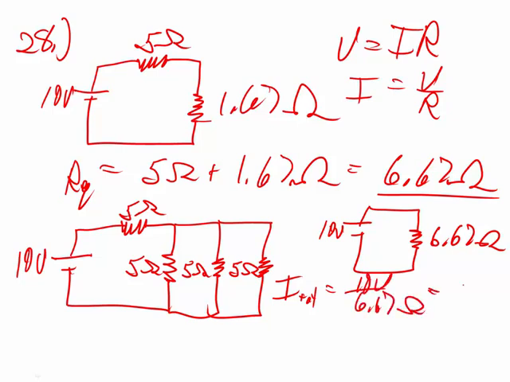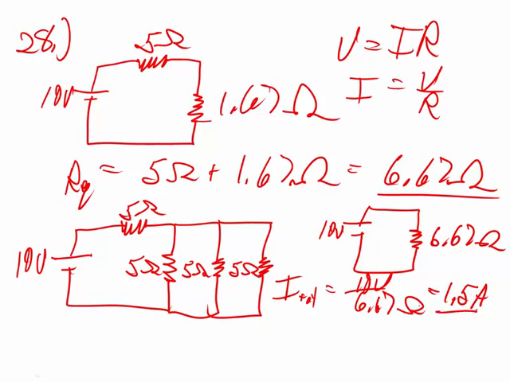And what do we get? Well, we get 10 divided by 6.67, and we get 1.499. Let's just say 1.5 amps. So we're going to say 1.5 amps, okay? Now that's the total amperage. That's all the amperage that circuit has. Now you say, well, why is that important? Well, because here's where we have to use our rules for series and parallel circuits.